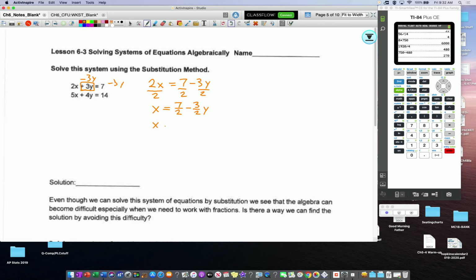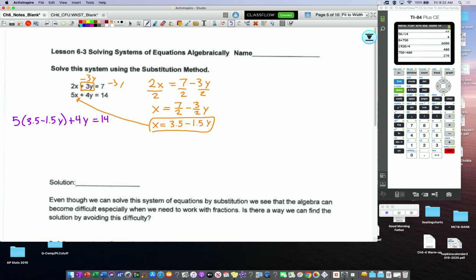Now some of you might be saying, I could go 3.5 minus 1.5y and work with decimals. I'll tell you right now, it's already starting to get messy. If this was in thirds, you'd have 0.3 repeating. Not fun to deal with. You can already start to see that this is going to be a little more challenging. But I can still technically do it. I plug it in for x right there. So I have 5, replace x with what it equals: 3.5 minus 1.5y, plus 4y equals 14.